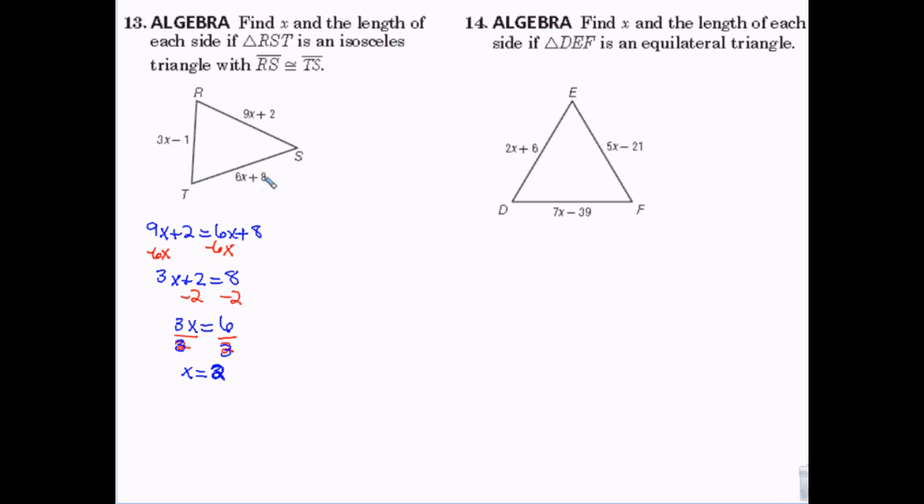Then I plugged in 2 here, and I got 6 times 2 plus 8, which gave me 20. So this one's also 20. And then 3 times 2 minus 1 is 5. So I have a 20, a 20, and a 5. Any questions on that one? All three of these are equal, so I'm just going to pick one. Well, 2. Always got to be 2.